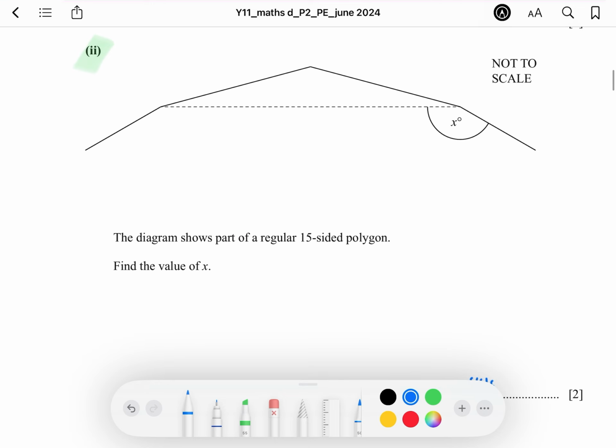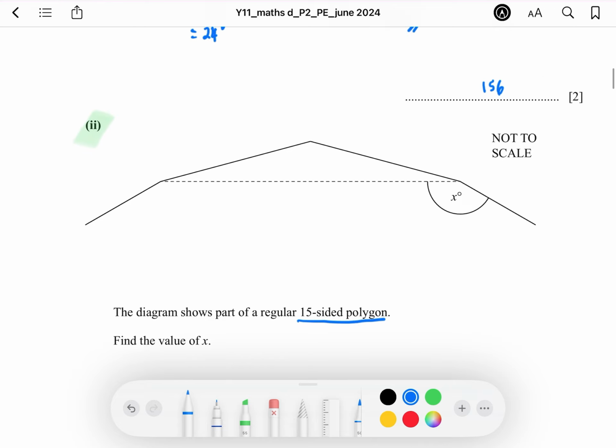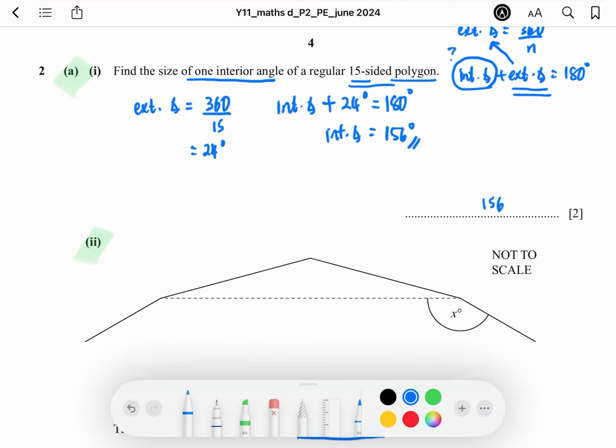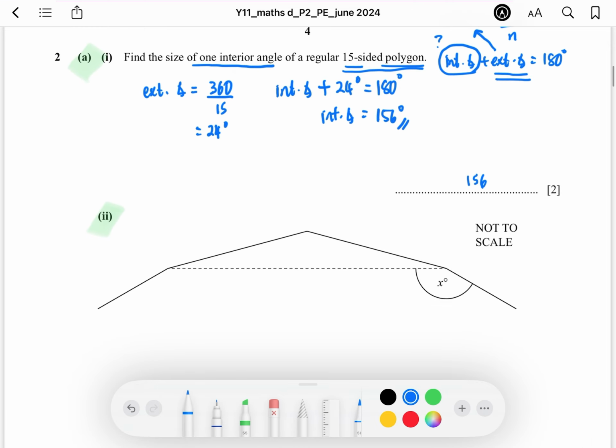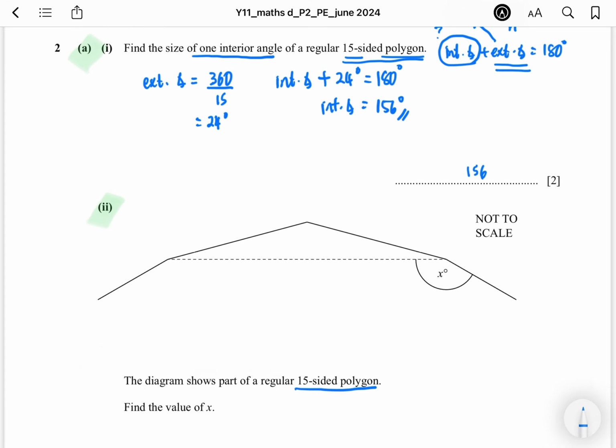So the diagram shows part of a regular 15-sided polygon. Find the value of x. And if we see here, 15-sided polygon, also 15-sided polygon. Now, it can be related. What can we use? We know that the interior angle is 156.